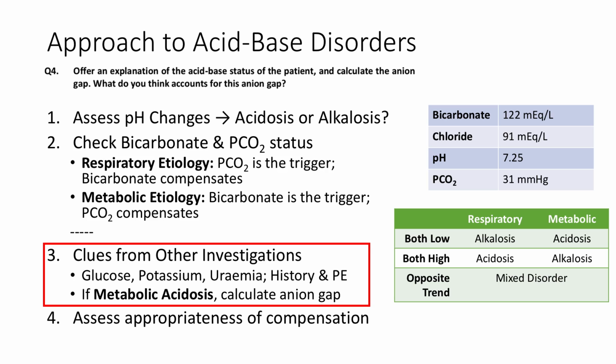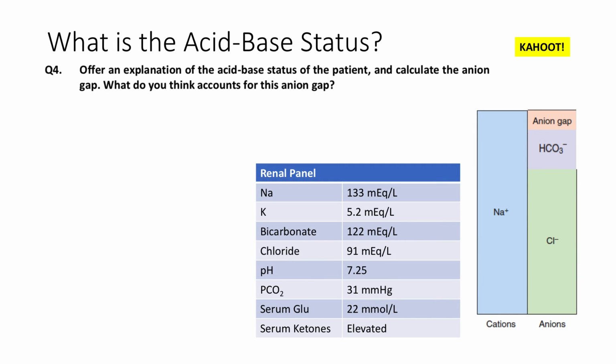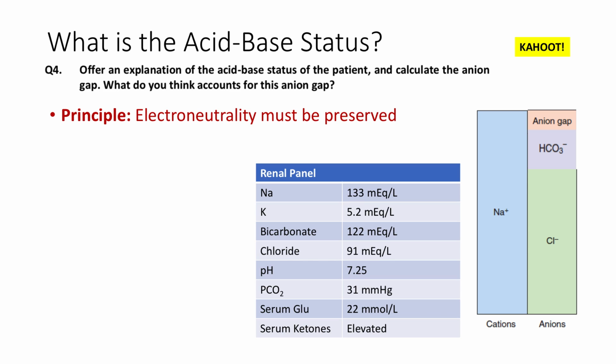So now the next step for us to do is to find out why he is in metabolic acidosis. And this is where the anion gap comes in. Okay. So the principle for the anion gap is that in the blood, electroneutrality must be preserved. So the amount of cations must be equal to the number of anions.